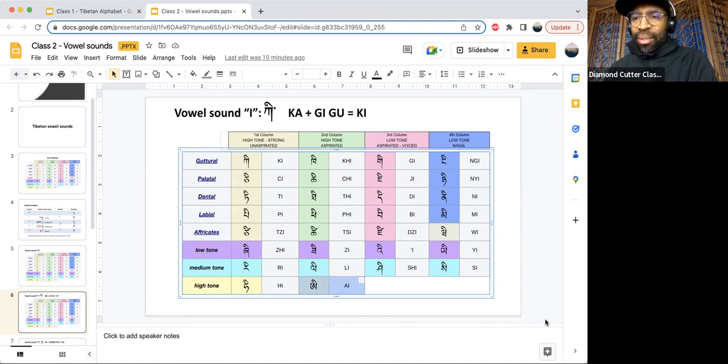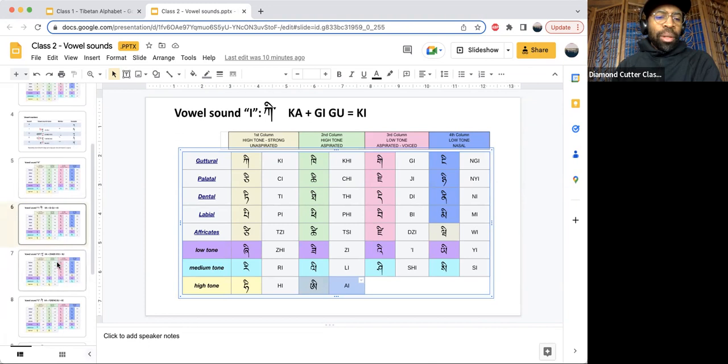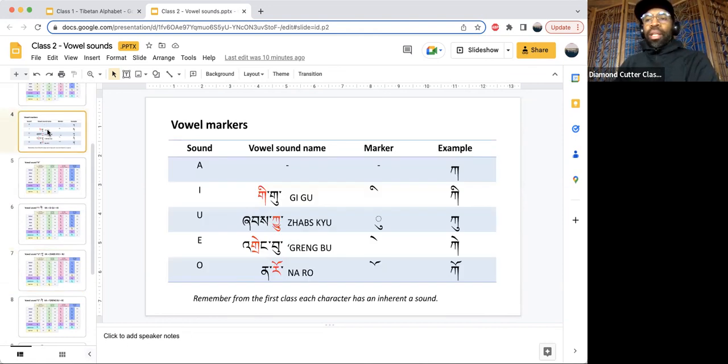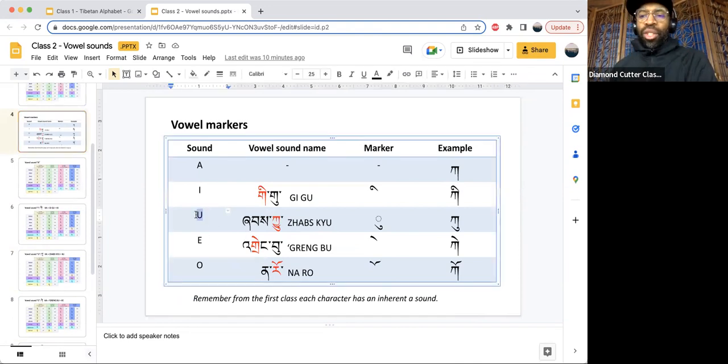Who's next? Should I keep going? I think that's enough for Giku. Let's go to the next letter, okay? Everyone's doing well. So the next letter is called Shapkyu. It is the letter U in English, and it is pronounced U as the vowel marking sound. And it is called Shapkyu.